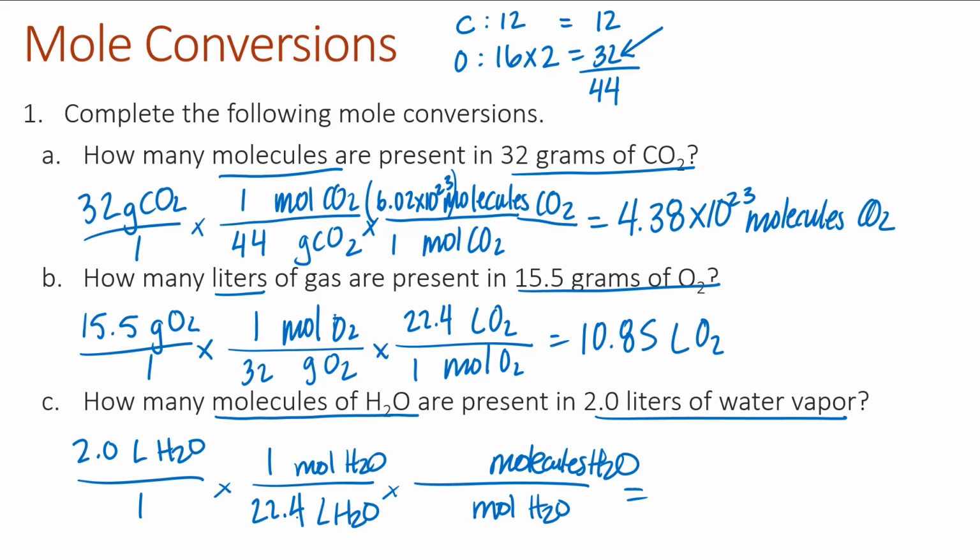And then my next conversion factor is molecules and moles. So 1 mole of anything is going to be 6.02 times 10 to the 23rd things. So in this case, 1 mole of water is going to be 6.02 times 10 to the 23rd water molecules. Again, we have a number in scientific notation, so make sure you use parentheses when you type that in your calculator. And the answer I get here is 5.38 times 10 to the 22nd, and that is going to be in molecules of H2O.